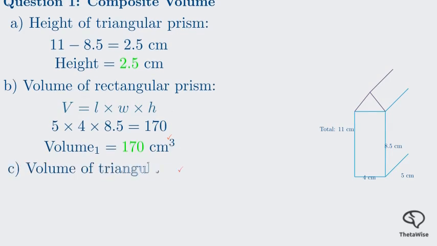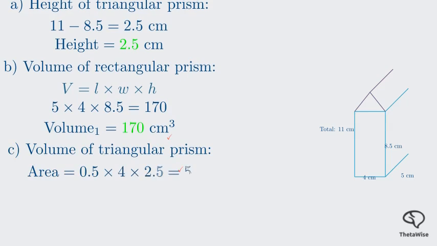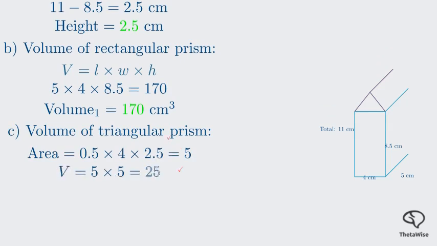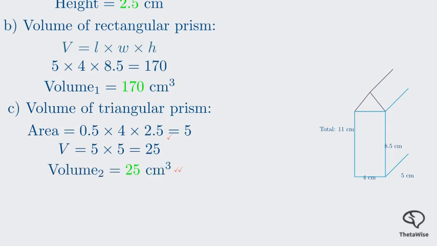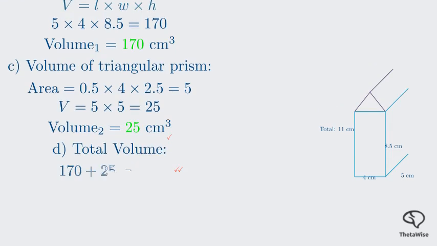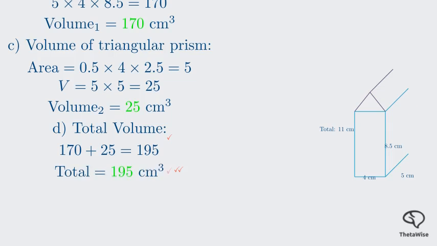Part C. Calculate the volume of the triangular prism. This is the area of the triangle times the length. The area of the triangular face is half times 4 times 2.5, which is 5. Multiplying the area of 5 by the length of 5, the top part has a volume of 25. Part D. Find the total volume. We simply add the two parts together. 170 plus 25 is 195. The total volume is 195 cubic centimeters.